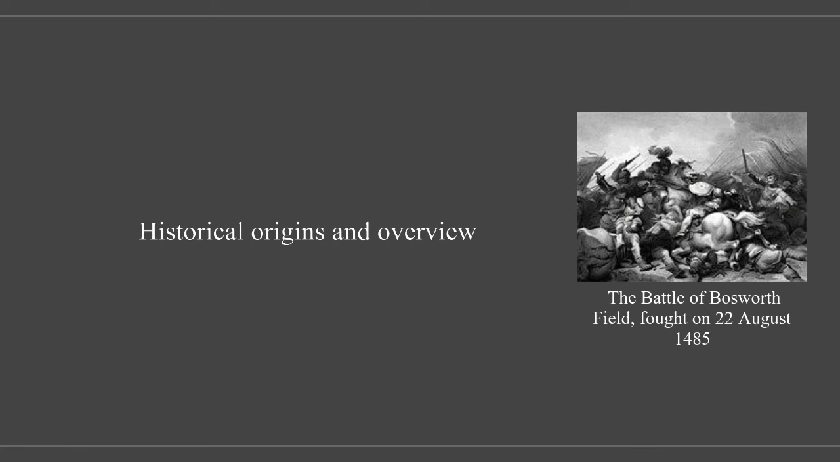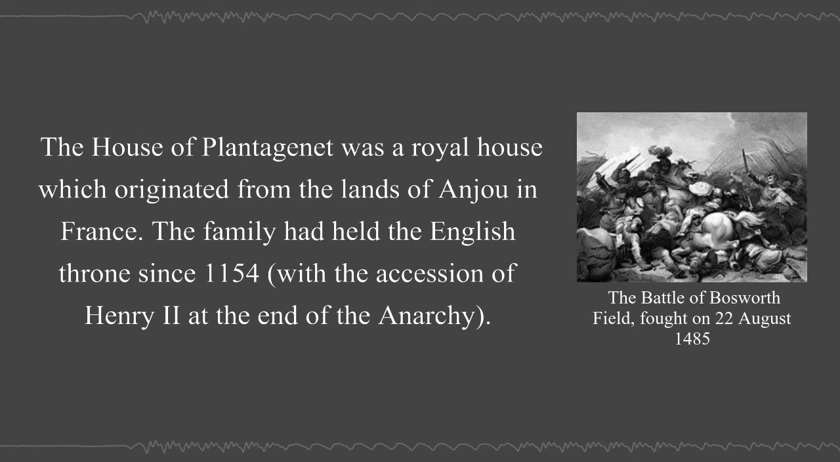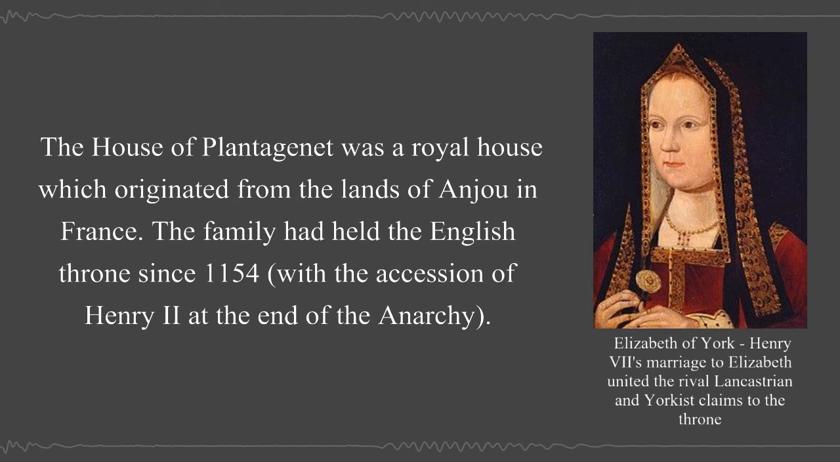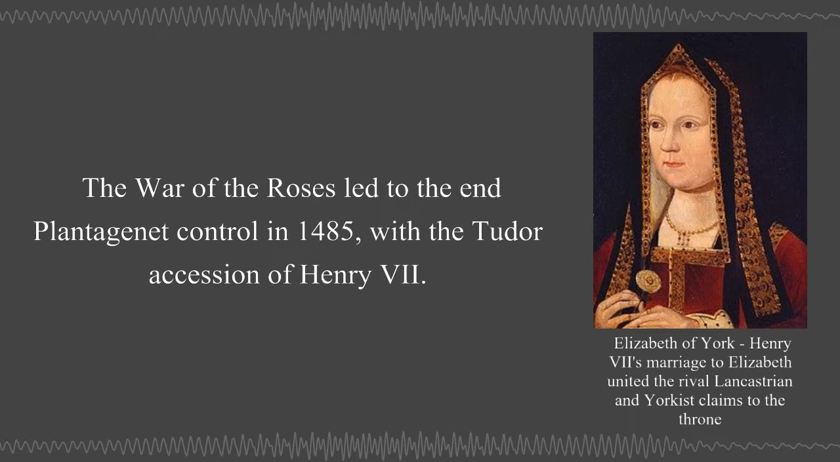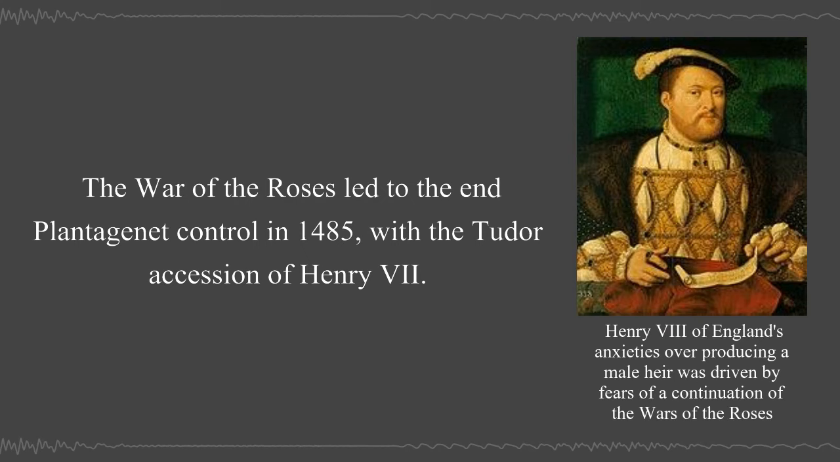The House of Plantagenet was a royal house, which originated from the lands of Anjou in France. The family had held the English throne since 1154, with the accession of Henry II at the end of the Anarchy. The Wars of the Roses led to the end of Plantagenet control in 1485, with the Tudor accession of Henry VII. Under the Plantagenets, England was transformed.